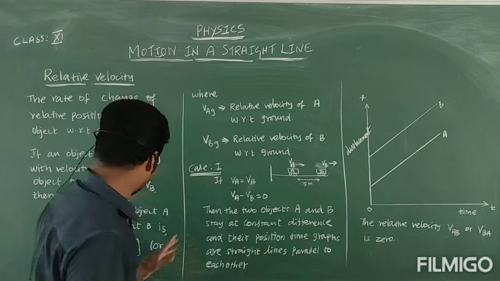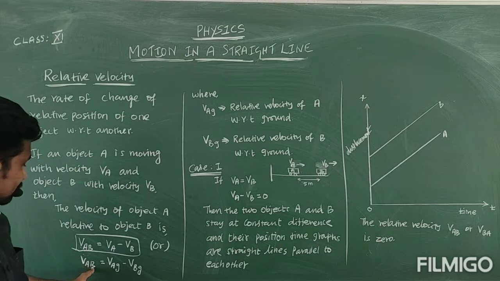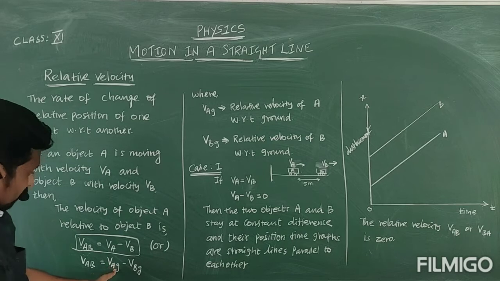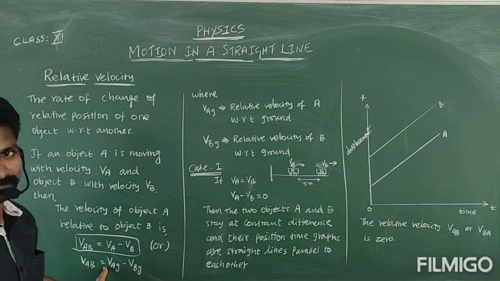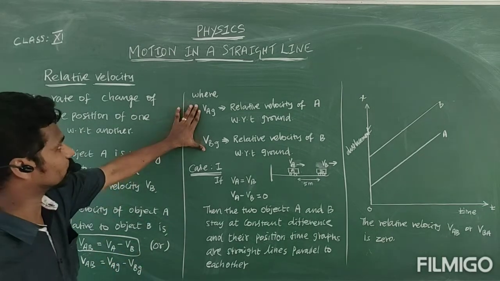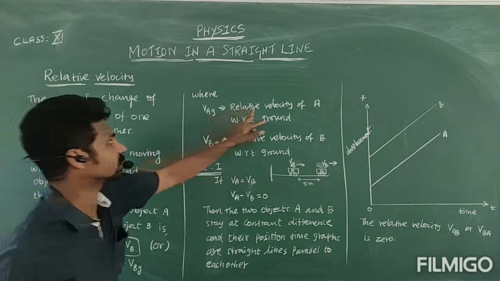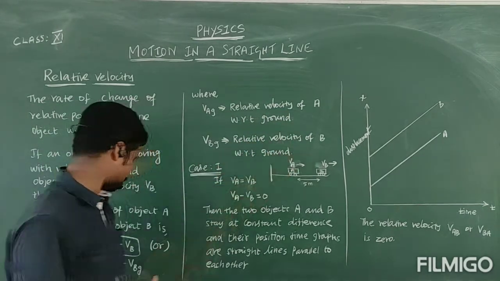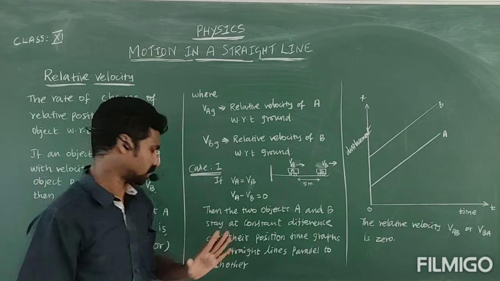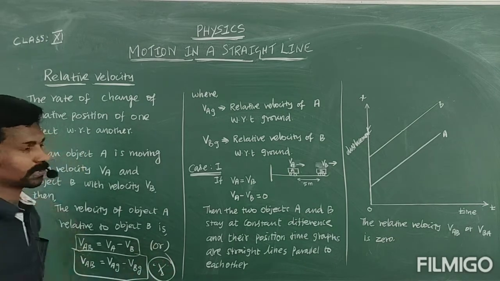Okay, right. So now we can say that the relative velocity of object A with respect to B we can write as the velocity of A with respect to the ground minus the velocity of B with respect to the ground. So that is one more formula. The same meaning only. So that only I wrote here. VAB means what? VAG means relative velocity of A with respect to the ground. Like that, VBG is the relative velocity of B with respect to the ground. Okay, now you got this formula. It is very important. Okay, right.